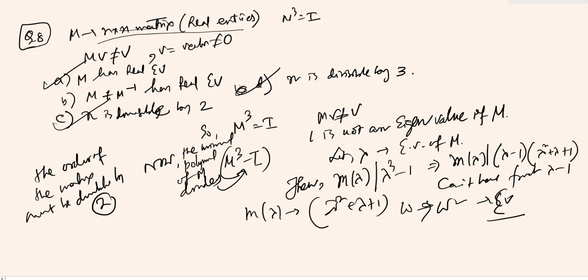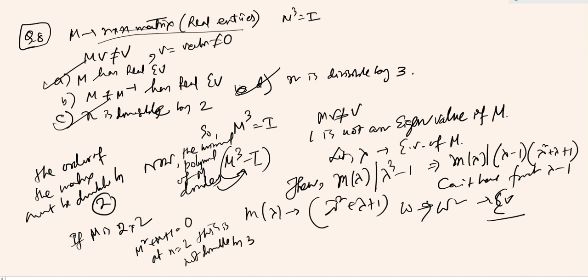Now if M is n cross n, suppose a 2 cross 2 matrix, and that satisfies M square plus M plus I equal to 0. So obviously n equal to 2, which is not divisible by 3. As a result, D is not a correct answer.